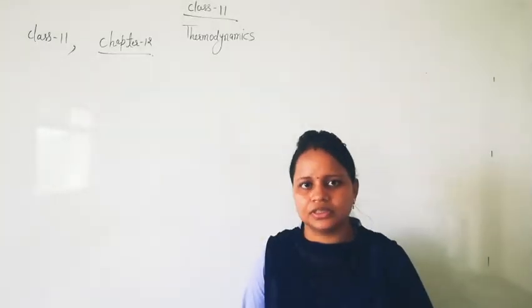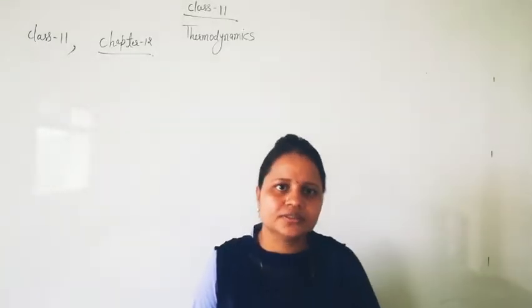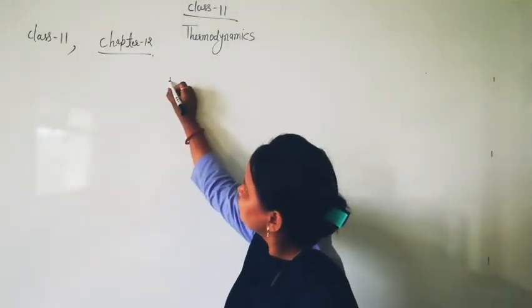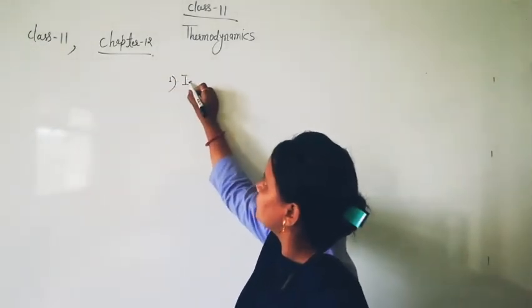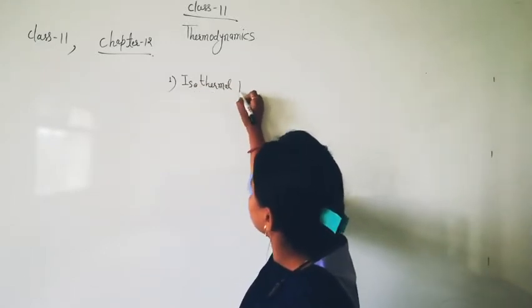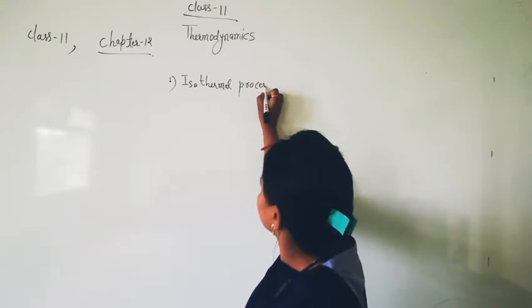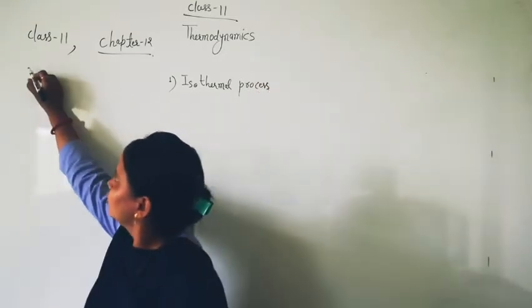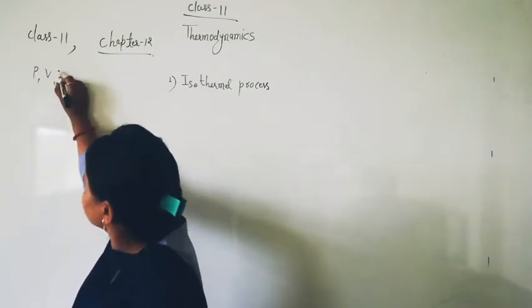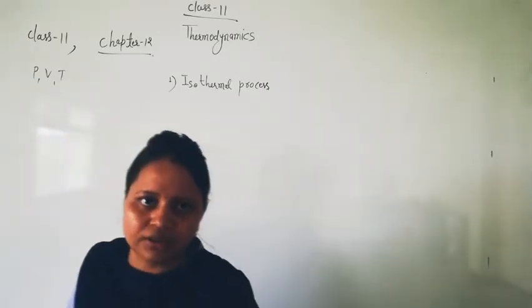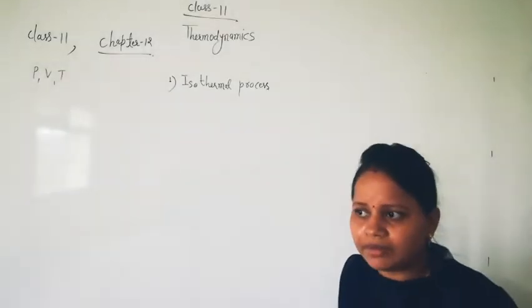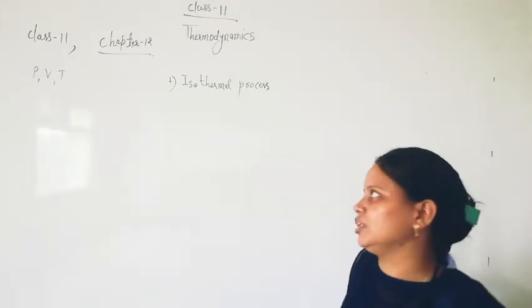Today's topic in thermodynamics is various processes. There are basically four processes. First process is the isothermal process. In thermodynamics, we have almost three to four parameters. P, V, T: pressure, volume and temperature are basically the three main thermodynamical state variables.